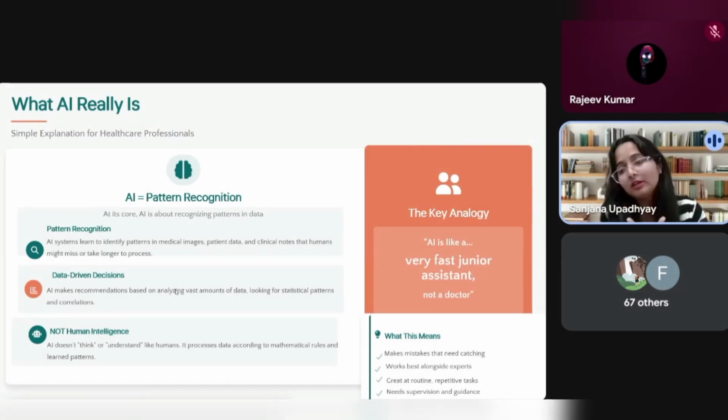Also, it does not have human intelligence. For example, if someone is having cancer and AI is predicting that the person is having cancer, it directly says, so you have this. This is not good to say in such words, but AI doesn't understand that, it does not have emotions. This is the difference between human intelligence and AI intelligence. And also it should be backed by the doctors as well. So AI is like a very fast junior assistant. It is not a doctor.